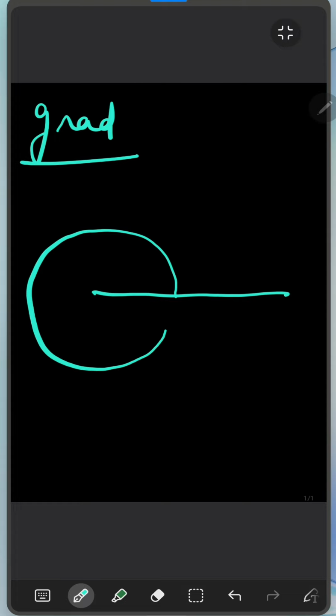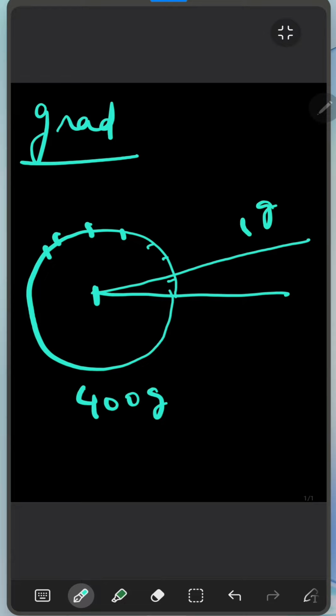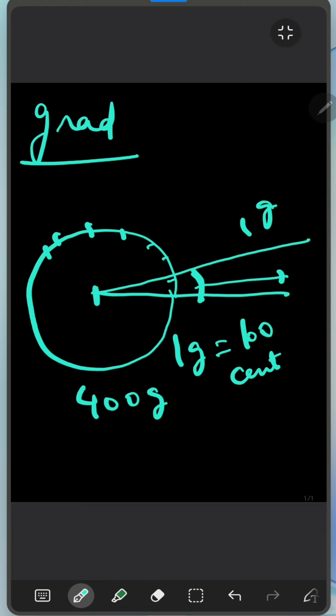This whole angle, which is subtended on a point, is of 400 grad. If we divide this into 400 equal parts, then one of its parts is known as 1 grad. Now, if we divide this 1 grad into 100 equal parts, then one of its parts, the smallest part, is equal to 100 centesimal minutes.